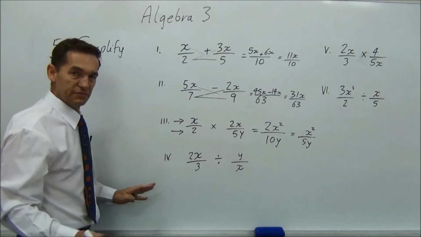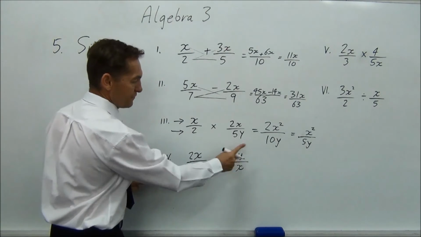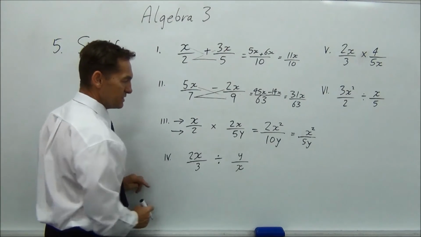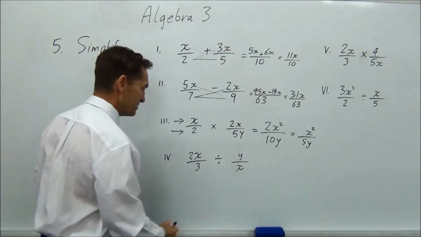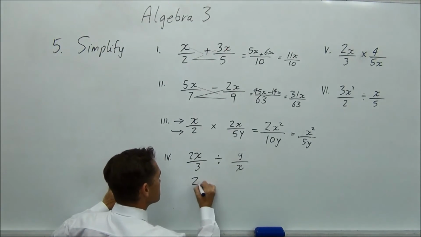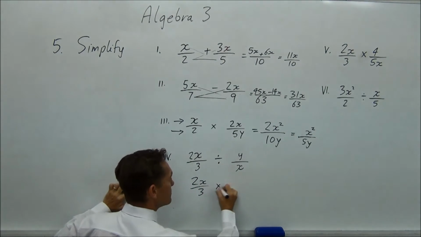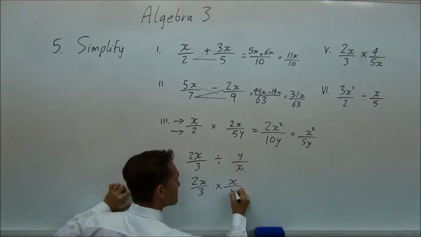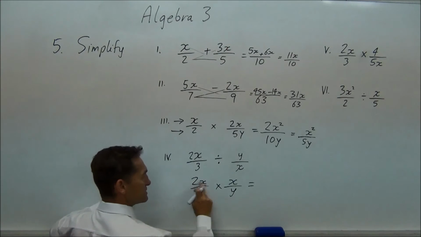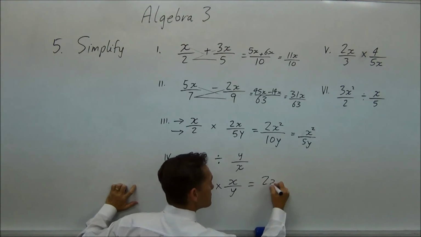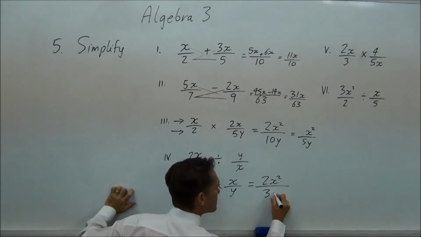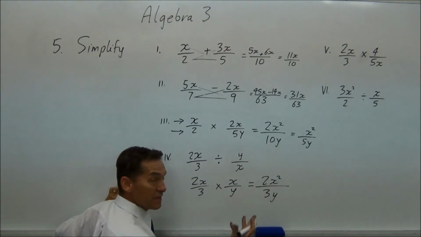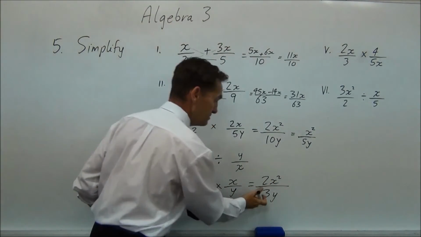Okay, what do you do when you divide fractions? You flip the second one and multiply straight across. Okay, so we're going to flip this over and then multiply straight across. So I'll do it under it. So we're going to go 2x over 3 multiplied by x over y. 2x times x is 2x squared. 3 times y is 3y. I can't simplify that anymore. So that's it, you're done.